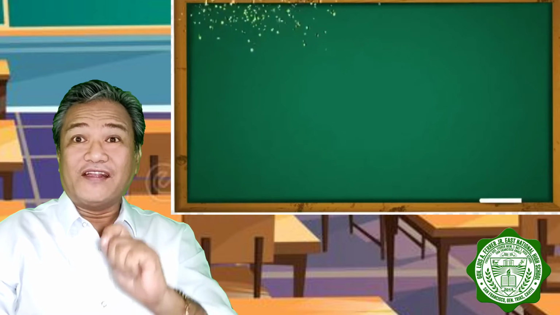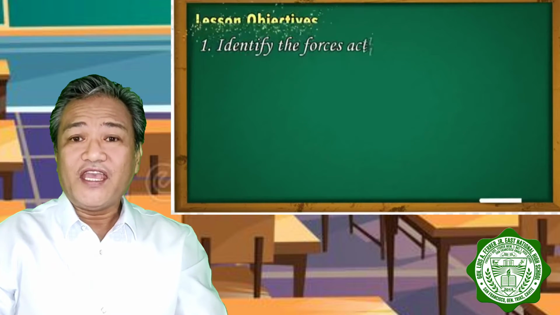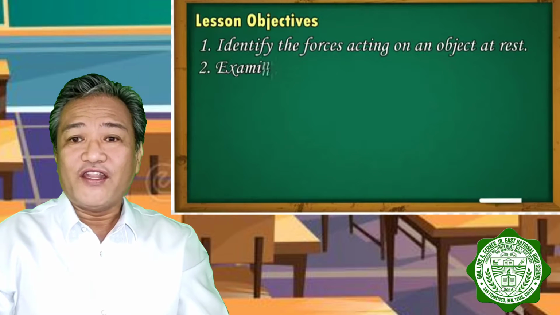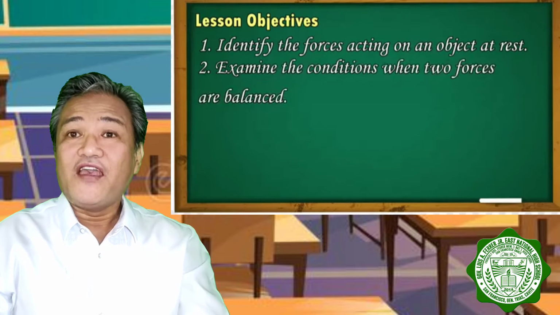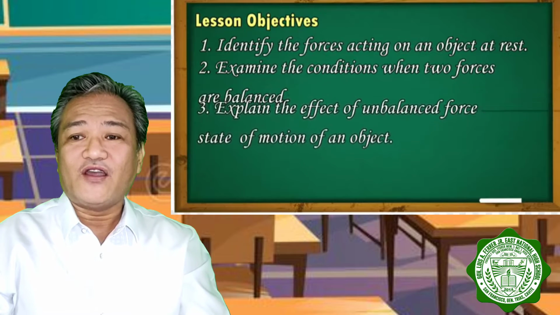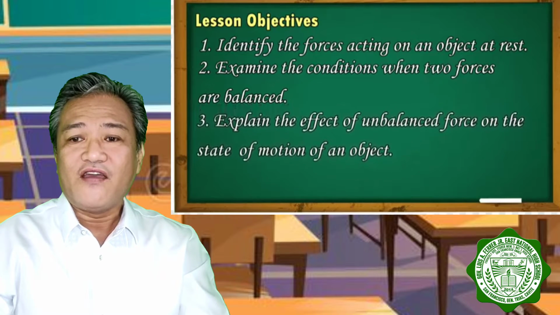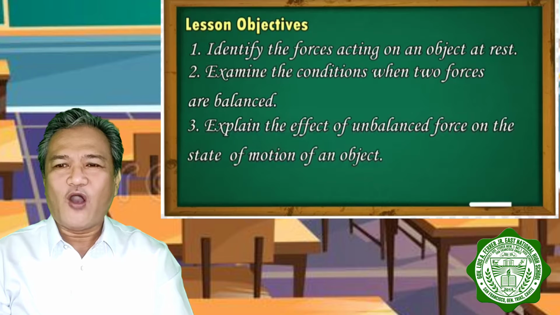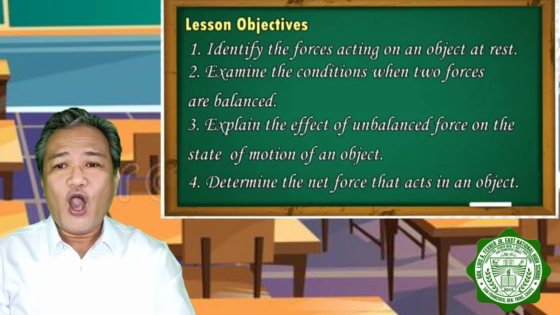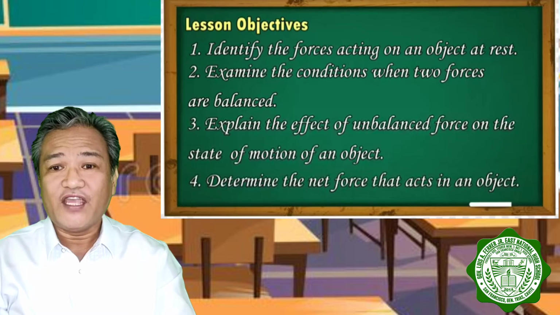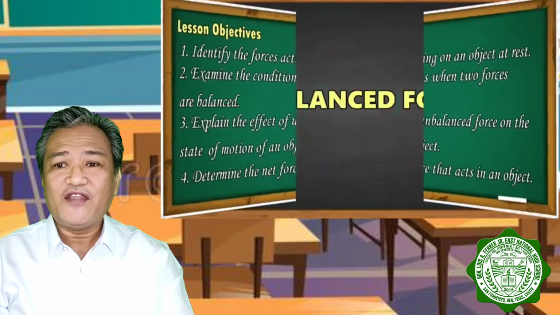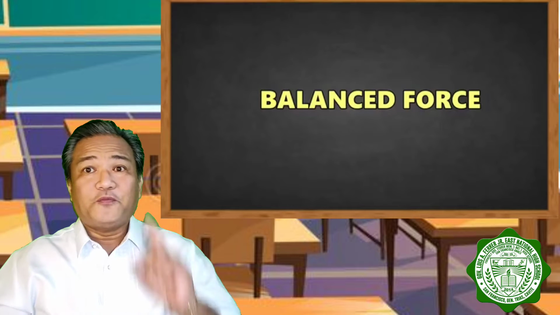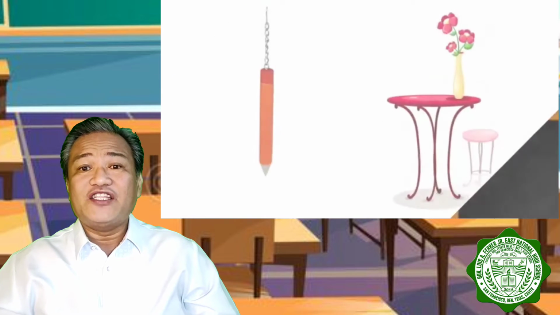What are our lesson's objectives for today? 1. Identify the forces acting on an object at rest. 2. Examine the conditions when two forces are balanced. 3. Explain the effect of unbalanced force on the state of motion of an object. And 4. Determine the net force that acts on an object. First, let us discuss the balanced force.